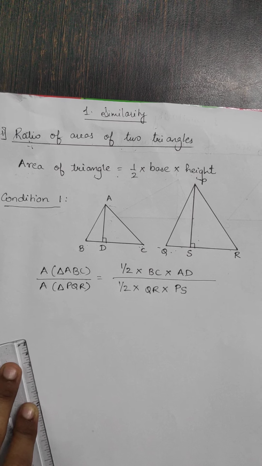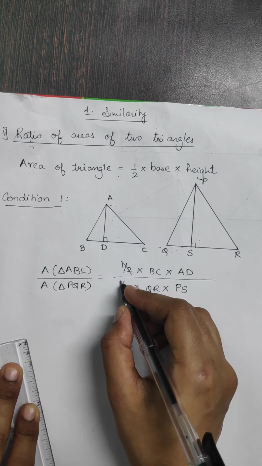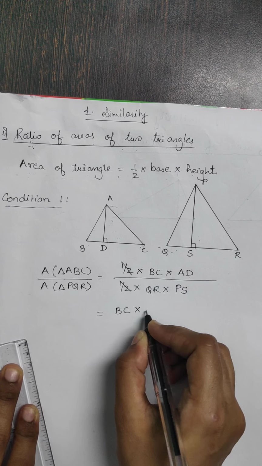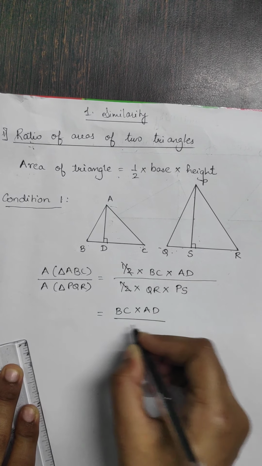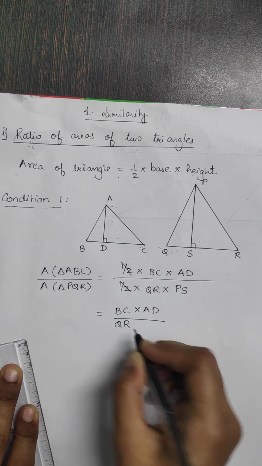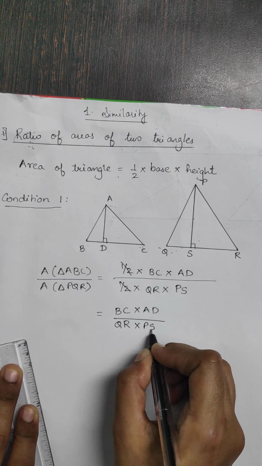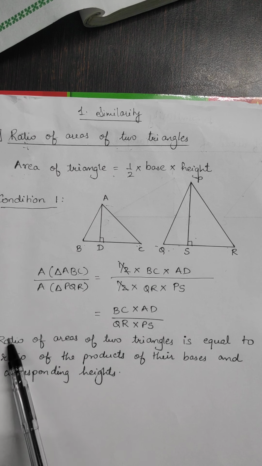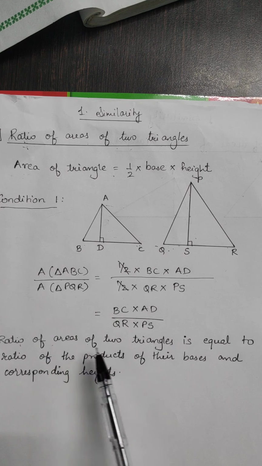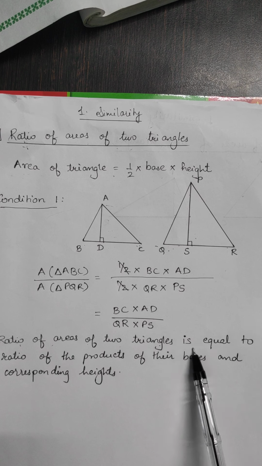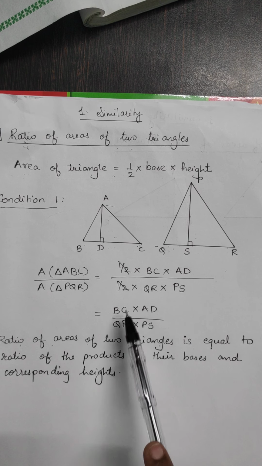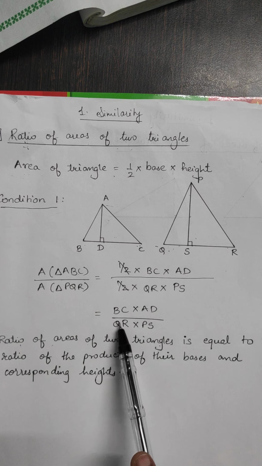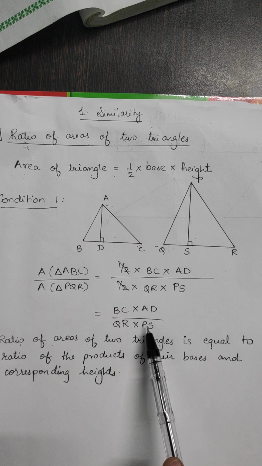If we try to compare the numerator and denominator, here we can see half. That half is being cancelled. So what is remaining with us? We have base BC and height AD upon, in the denominator, base QR into PS. Hence children, we can say that the ratio of the areas of two triangles is equal to the ratio of the product of their bases and their corresponding heights.